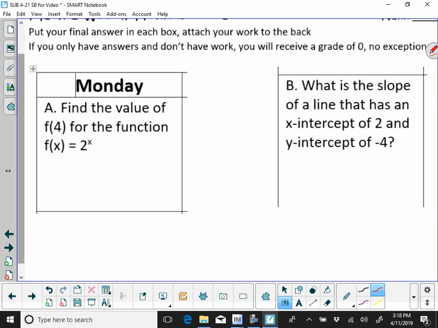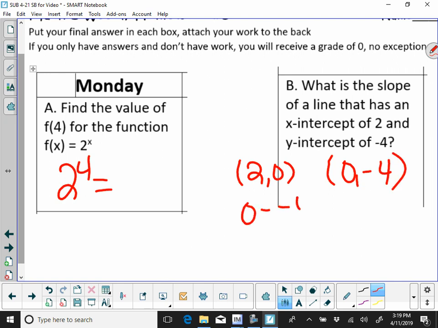So you're going to notice that Monday on your worksheet 3, the entire Monday is very similar to Monday of last week. So I'm not going to work out any of these. It's just where you plug them in, 2 to the 4th, and go from there. Okay? All right, letter B, same thing. What is the slope of a line? Now this one's a little different because it gives you an x-intercept of 2, which we should know is the ordered pair 2, 0. Then it's going to give you the y-intercept of -4, so that's 0, -4. And then you're going to use your slope formula.